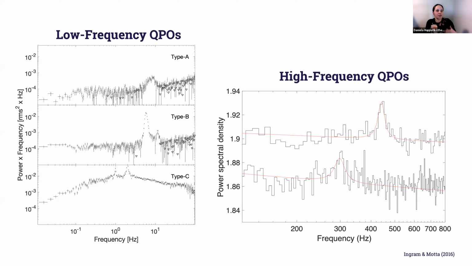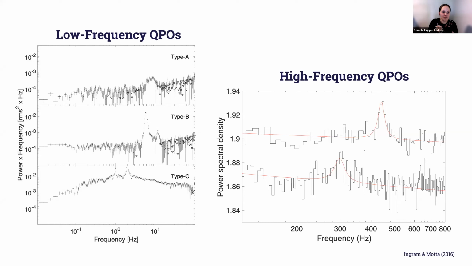And here's a number of examples of these kind of quasi-periodic oscillations that we see. We've seen them for a long time. And what astronomers do when we observe something we don't know about is start classifying it and seeing if we can start seeing patterns. The first pattern that people saw is that some of them appear at frequencies of a few hertz, and others appear at much higher frequencies of sort of hundreds of hertz. And so that's why we have low frequency and high frequency quasi-periodic oscillations.